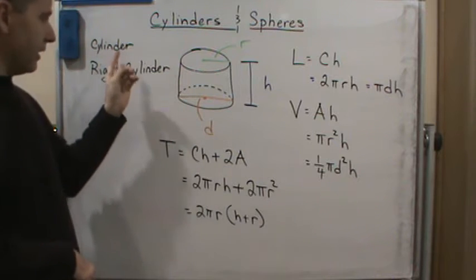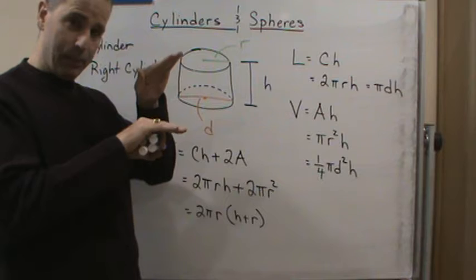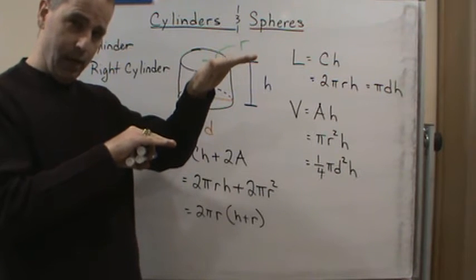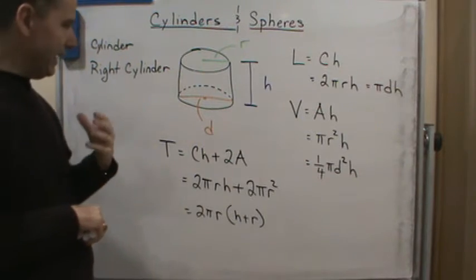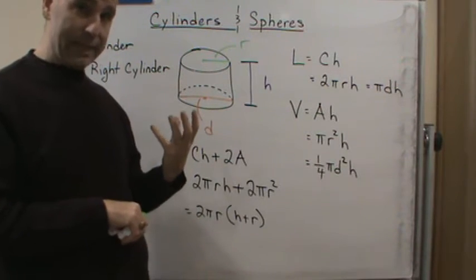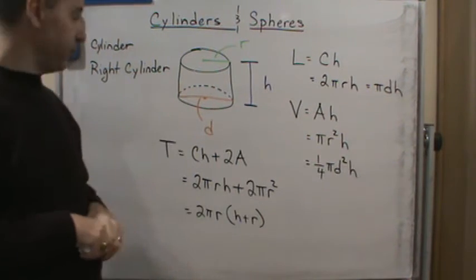But if you don't have a right cylinder, you might have a cylinder that's kind of cockeyed, right? That's kind of leaning over, okay? But the bases are still parallel. Okay, that would be a cylinder, but it's not a right cylinder. We're only going to be dealing with right cylinders in these videos.